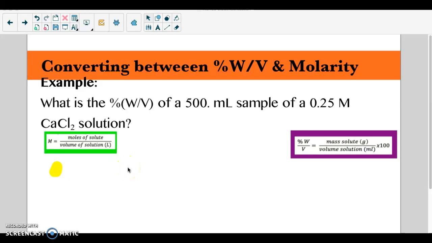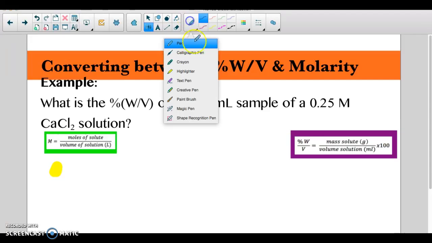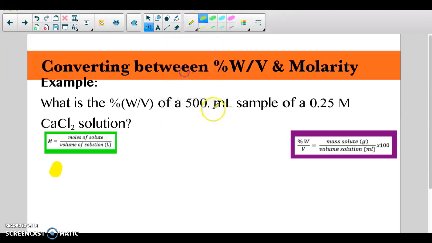Now I'm going to just show you one more and then we're done and you can practice. So here's a problem. It's the reverse of the one we just did, where we're looking for percent weight volume. We have the volume of the solution in milliliters. So I have 500 mL. I have a 0.25 molar solution, and we're looking for a percent weight volume. So we're trying to end here, but we're going to have to use the molarity equation to start.